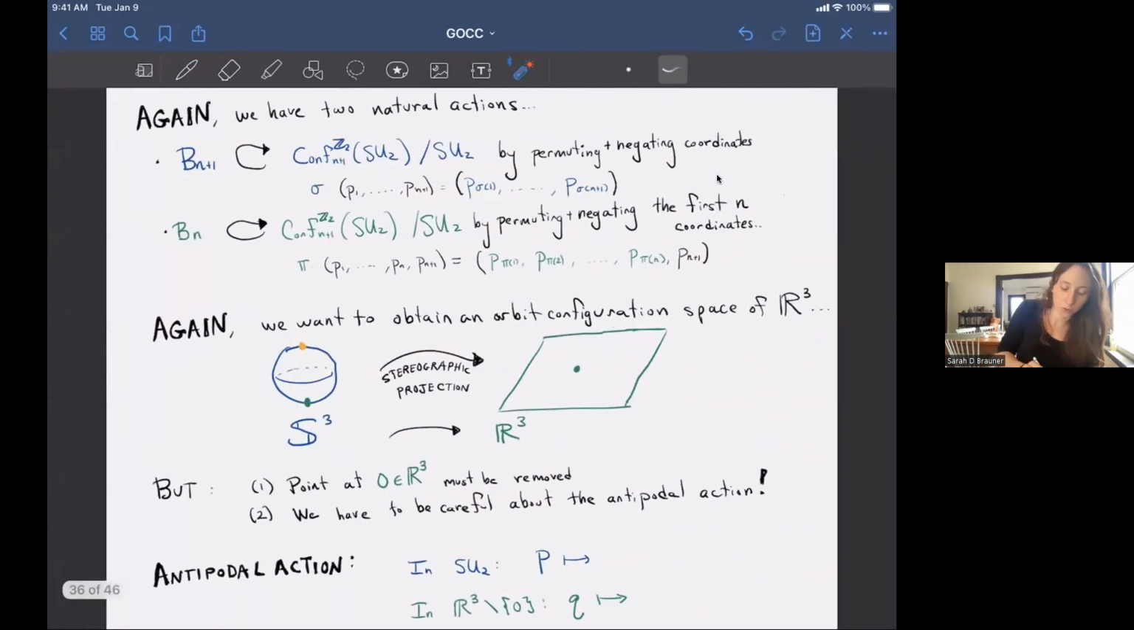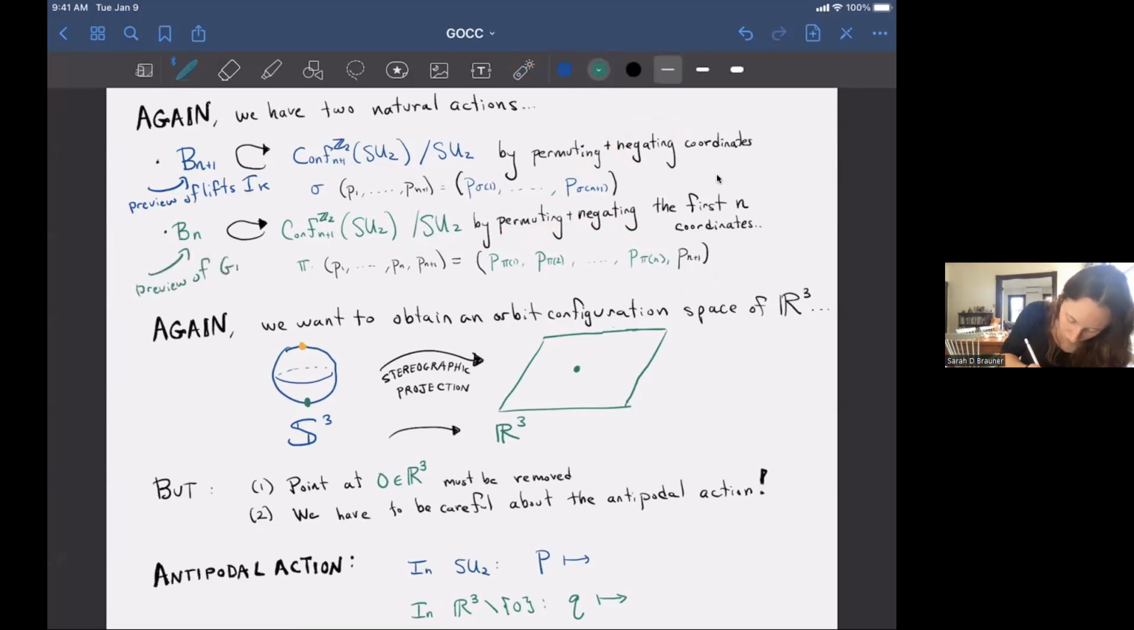But again, we have these two actions. We have our Bn plus 1 action on this space. My space still has an n plus 1 tuple, so I can act by Bn plus 1, and this is going to permute and negate now. The negating is where we get our type B situation. You should think of this as a preview of the lifts, which I called IK. And then we can also think about a restricted Bn action where I just permute and negate my first n coordinates and leave my last coordinate fixed. So this is like a preview of those GK representations.